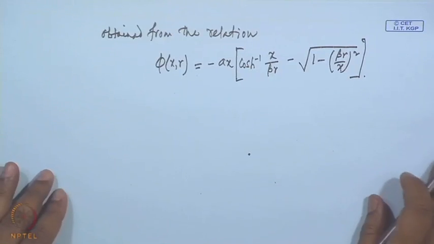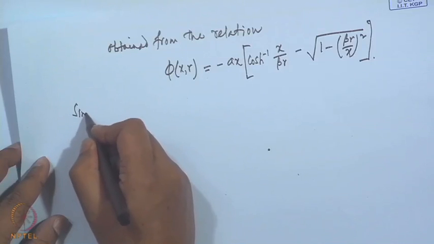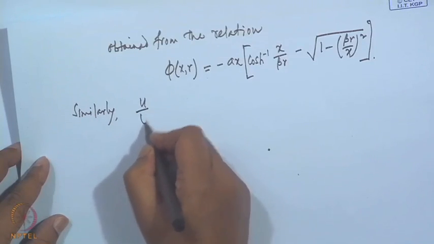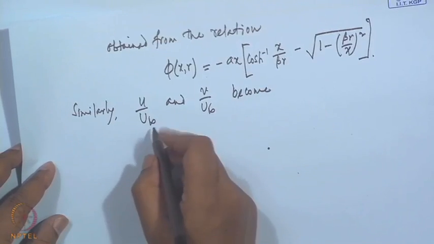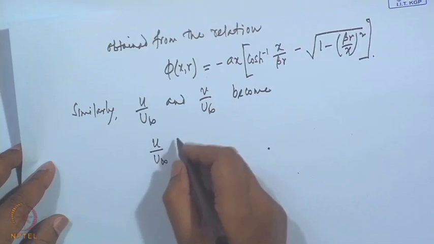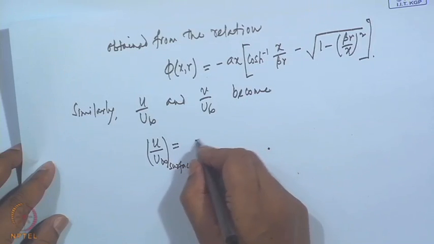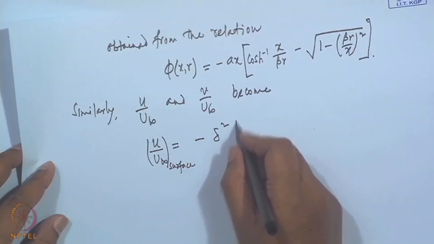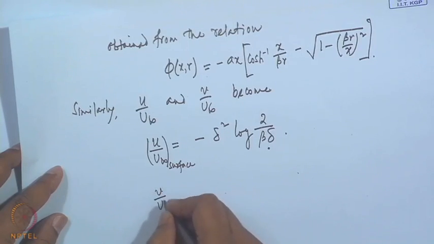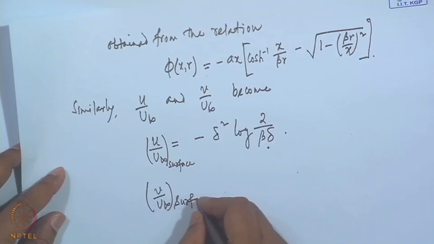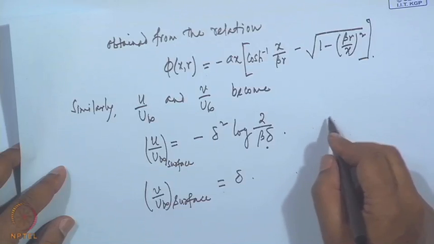Similarly, the velocity components can also be found. This u by u infinity and v by u infinity, on the cone surface become minus delta square log 2 by beta delta, and v by u infinity on the surface is delta.